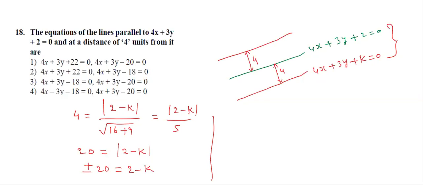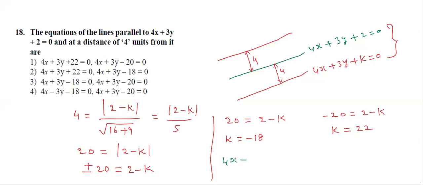Now you use here two cases. Plus 20 is equal to 2 minus k. Minus 20 is equal to 2 minus k. Students, observe that minus k send left hand side, 20 send right hand side. Here you will get minus 18. Minus k send left hand side k. Now this is 22. Finally, what are the answers?